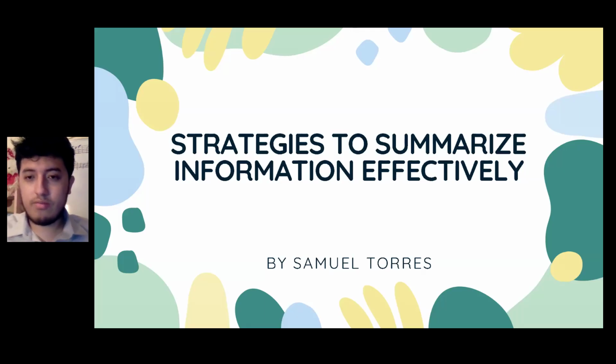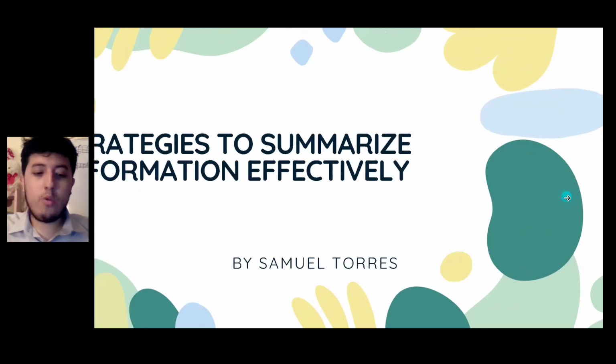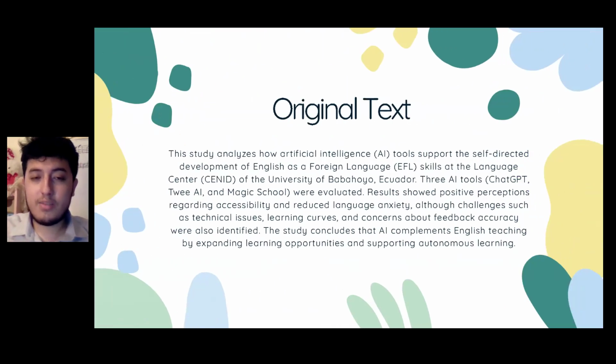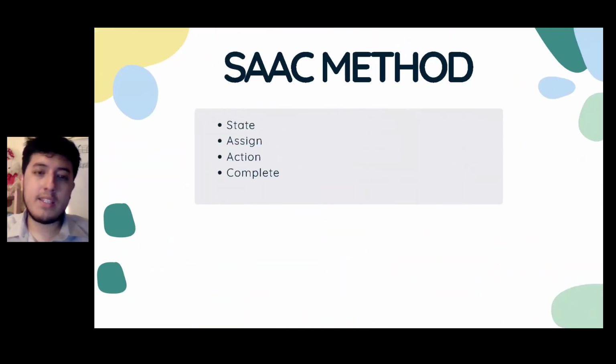So, first, what do we do when an original text like this is presented? In order to summarize it, we need to avoid information that isn't relevant. And as we are in an academic field, we also need to include credits and some important information. So we need strategies for this. The first strategy we're going to analyze is the SAC method.